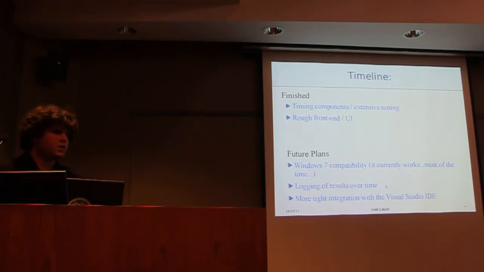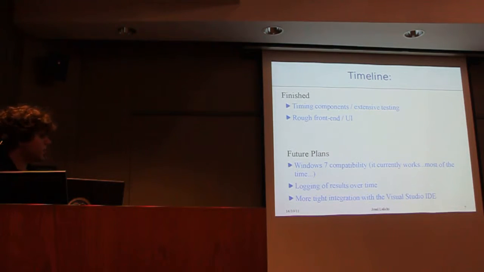So right now what's finished is the timing components in the back end have been extensively tested and developed this semester. And there's a rough user interface front end. For the rest of the semester, I'm going to be continuing Windows 7 compatibility, making it work and be easier to set up. It's going to have a way of logging results over time, so it'll keep a database with a program file, so you can see, 2 weeks ago this section of code took this many cycles to operate, now it's this much faster, this much slower.